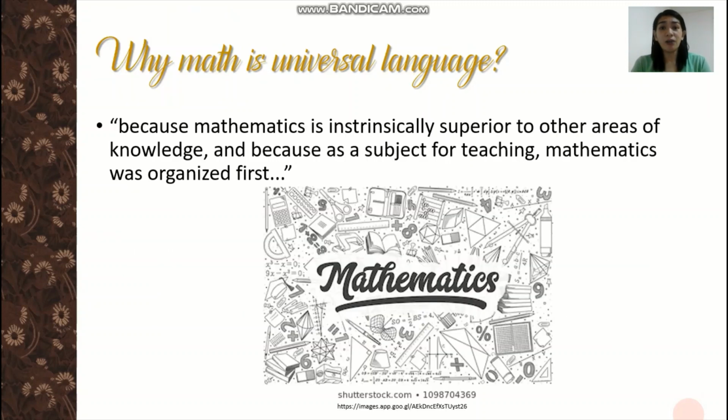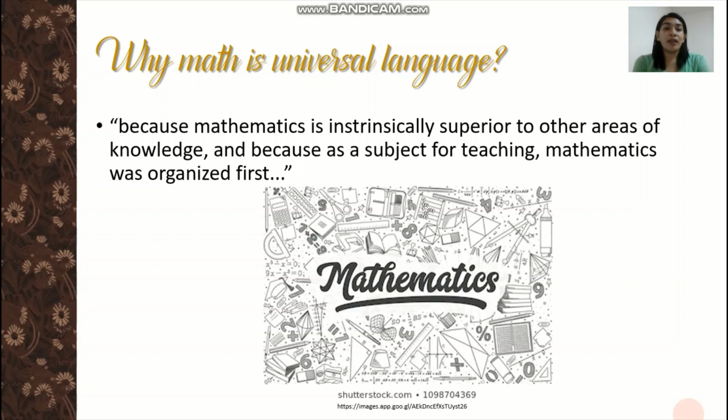Now, why is math considered the universal language? In mathematics, it is intrinsically superior to other areas of knowledge, and as a subject for teaching, mathematics was organized first. If you trace history, more people focused on mathematics. Why mathematics? Going back to history, what was the first thing people did? They were more concerned with businesses, trade and commerce. So there was mathematics right away.